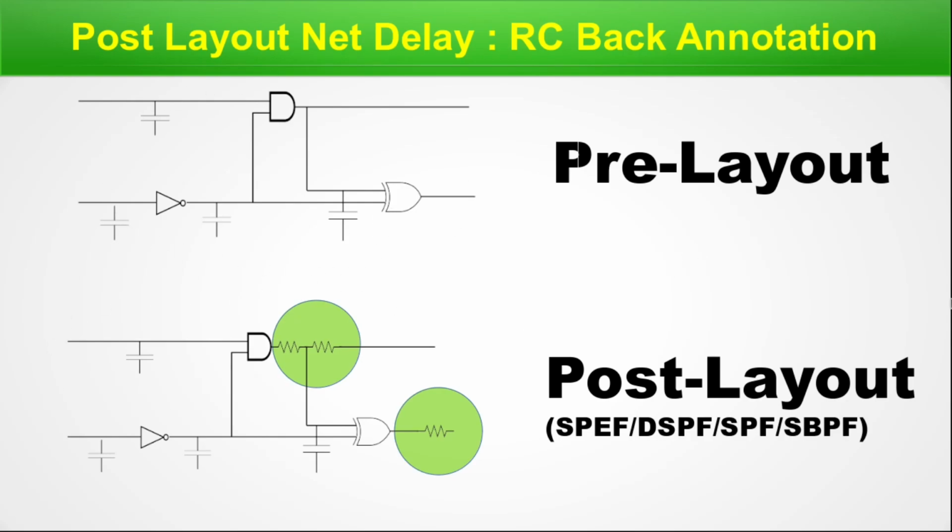In STA only SPEF or SBPF is used, as these contain the information about nets only, as cell delays are picked up from .lib. Just for your information, I have dumped all the formats of the parasitic files, but in case of STA, SPEF or SBPF. SBPF is the binary format. It cannot be read by humans. SPEF is the text file, so it can be read by any human being. So either SPEF or SBPF is used in STA. The others are not used, but just for your knowledge, I have put them there. So we are done with this particular slide.